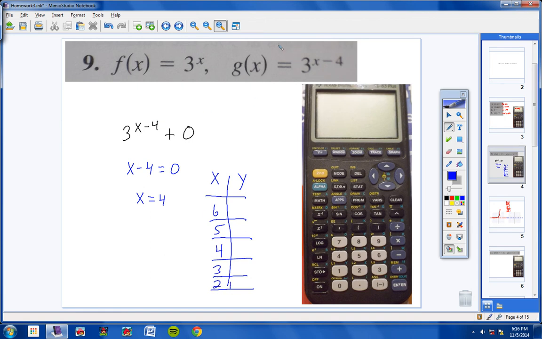Here's how you would type this right here into your calculator. You would hit the y equals button, and then you would type in 3, arrow, parentheses x minus 4, okay? And if you type that in correctly, what you will get out for your table of values will be 9, 3, 1, 1/3, 1/9. So 0.33, and 0.11. Okay, so let's take this over to the other page here real quick so we can use that.